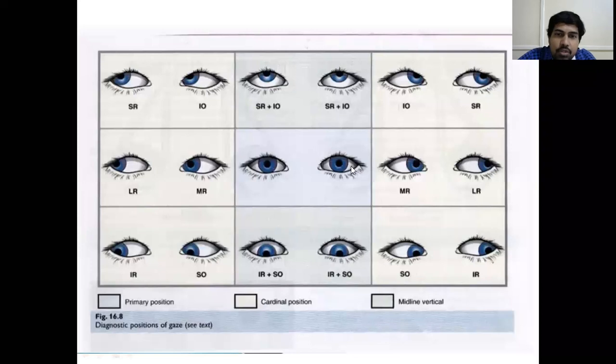So primary gaze is orthophoria, both eyeballs are looking straight. Secondary gaze is either one direction movements, either vertical or horizontal. So either straight looking up, elevation or depression, dextroversion or levoversion. These will be the secondary positions of gaze. And then the tertiary position. Tertiary position includes a combination of both horizontal and vertical. So these are the tertiary positions of gaze.